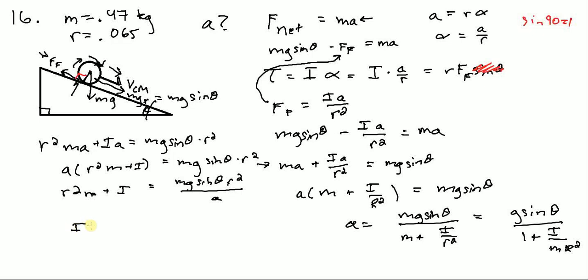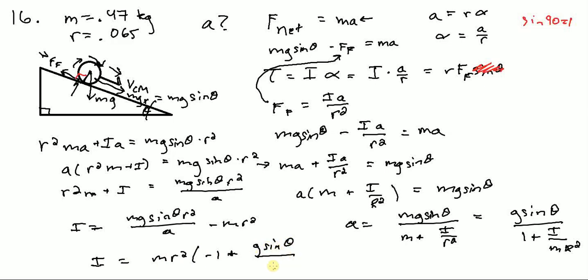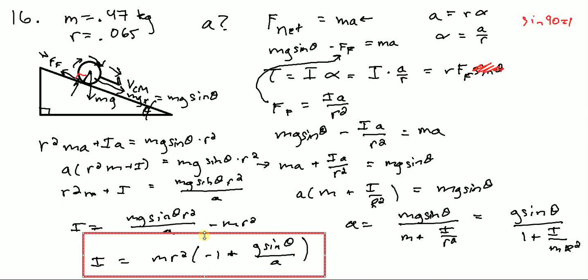So I equals mg sine theta r squared over a minus mr squared, right? And we can actually just factor out an mr squared. So I equals mr squared times negative 1 plus g sine theta over a. Yeah, and that's going to be your equation for inertia, so let's put that in a box. Special red box. Let me make that a little bit smaller. There we go. All right, so that's going to be your equation for inertia. And then we can just plug in the numbers and get our answer, basically. All right, end of video.